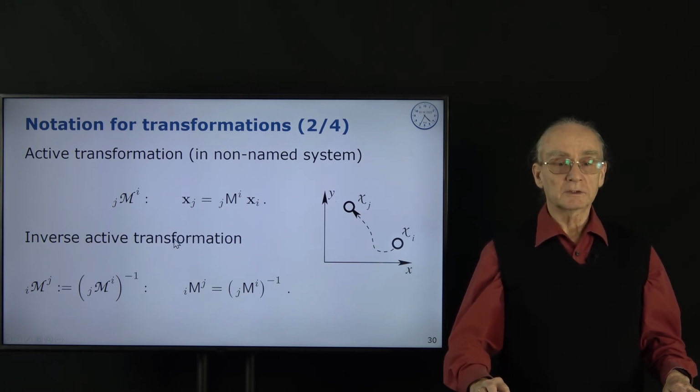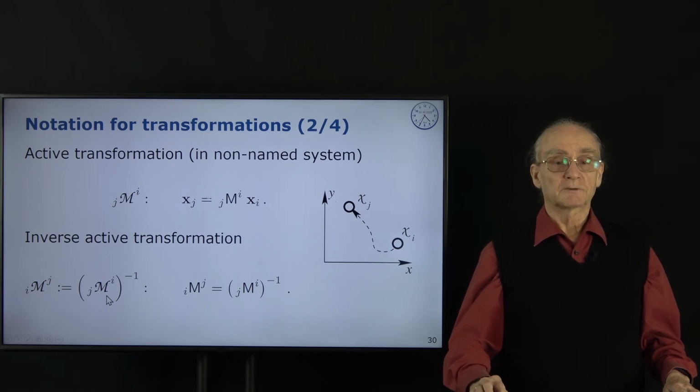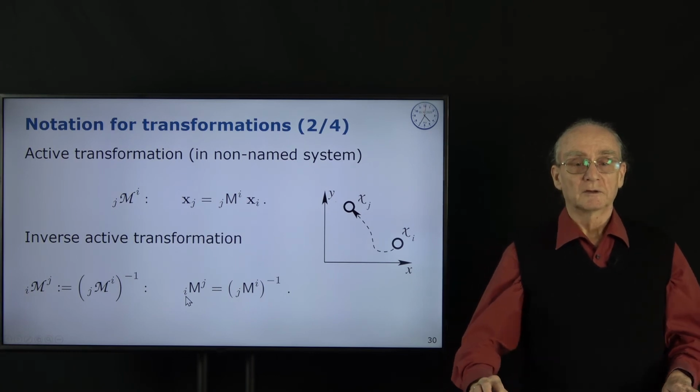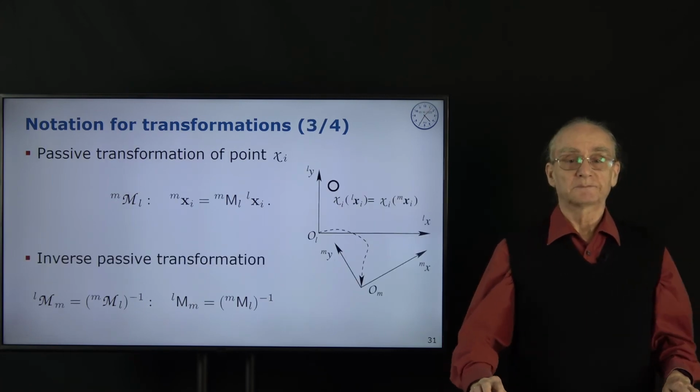So if we have the inverse transformation, let's assume we take this motion from I to J and we want to revert it. That means we want to walk from this point backward to this point. We just need to take the inverse. That means if we take the inverse motion, we can also write this as the motion from J to I. And we know that we just have to invert the matrix. So the matrix M from J to I is the inverse of the matrix from I to J. And you see in both cases we have the upper left index as first index and the lower right index as second index. So now we have a look at passive transformations.